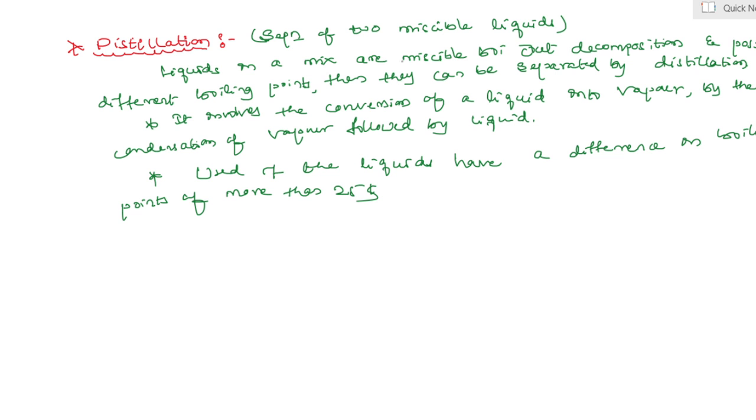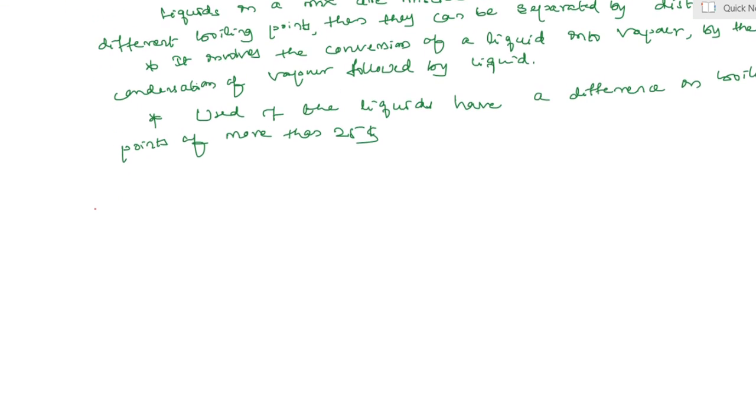Yes, my dear students, next is the process of fractional distillation. To separate a mixture of two or more miscible liquids for which the difference in boiling point is less than 25 Kelvin, the fractional distillation process is used. Examples: separation of different gases from air, and different fractions of petroleum products.